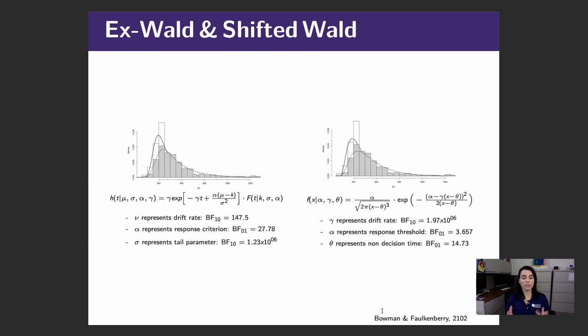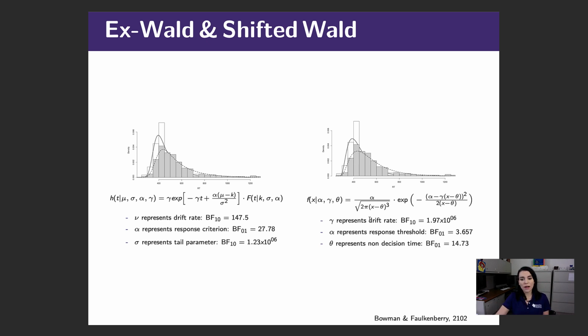So the 2 first accumulator models I'll first share with you are the ex-Wald and the shifted Wald. The ex-Wald is an exponentially modified Wald curve, and the shifted Wald is a constant shift to the Wald. Here we have the 2 equations for the 2 types of models and a sample. I believe this was participant 43. This was what their entire distribution looked like. Because again, we're not interested in just a single mean and standard deviation. We're interested in the entire shape of the distribution.